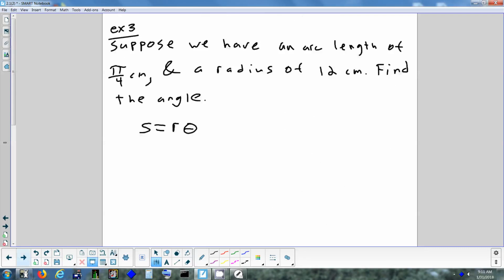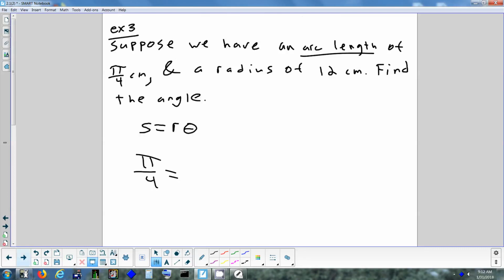All right, so let's switch it and try finding something a little different. So I'm telling you the arc length is pi over 4. The radius is 12. Find the angle. So I've already written the formula, S equals r theta. Colby, let's start with pi over 4. What letter does that get plugged in for? S. That's the arc length.